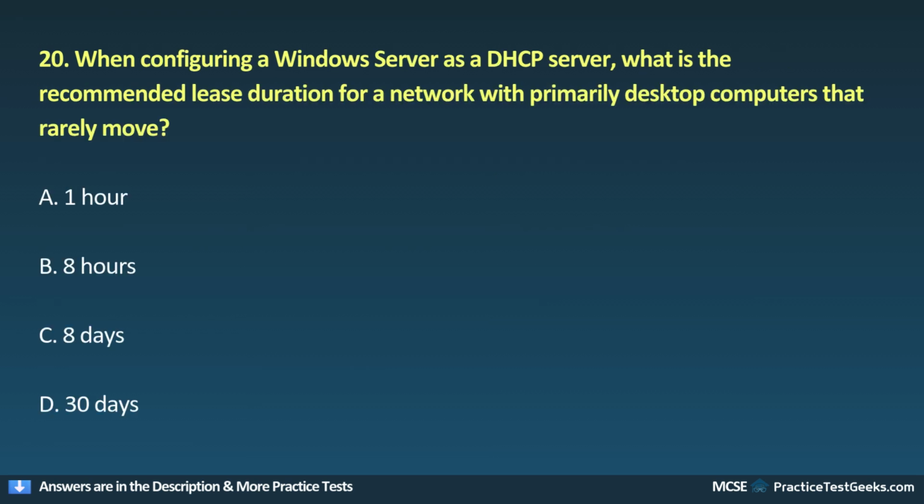20. When configuring a Windows server as a DHCP server, what is the recommended lease duration for a network with primarily desktop computers that rarely move? A. 1 hour. B. 8 hours. C. 8 days. D. 30 days.